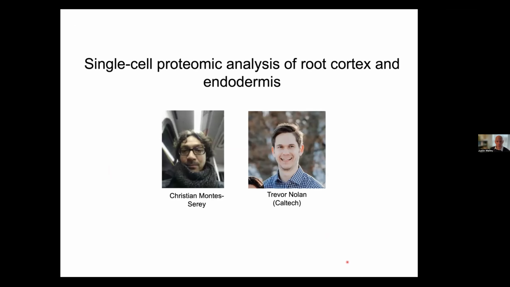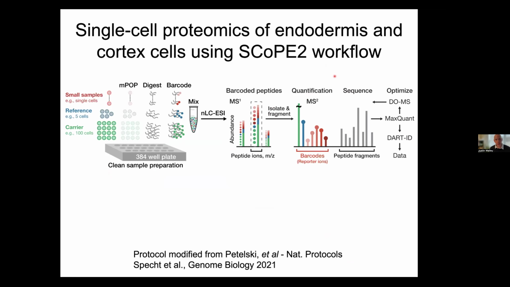And then for the last part, I'm going to talk about work my group did together with Trevor and Philip to look at single cell proteomics of two predefined populations within the Arabidopsis root, single cells from the cortex and endodermis. I mentioned we use this mPOP method, which is in the microliter volume range. We also use tandem mass tags.